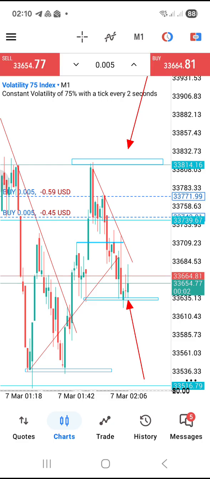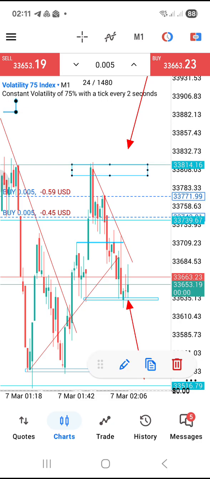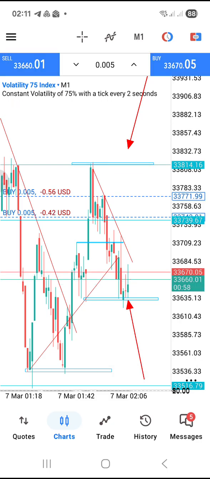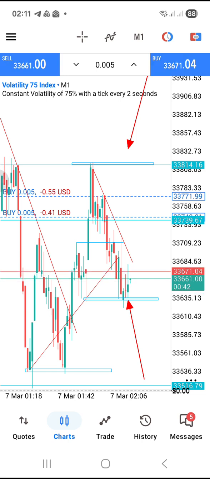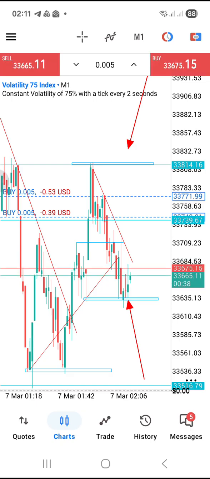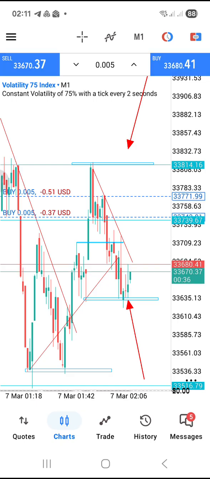If it gives us a pullback that is not able to break this point, it means the market has shifted down. But if it breaks above it, it means it's going to push up temporarily. But there's every probability it's going to push down. It's what we have seen so far. Let's watch. We don't really know what exactly happened.